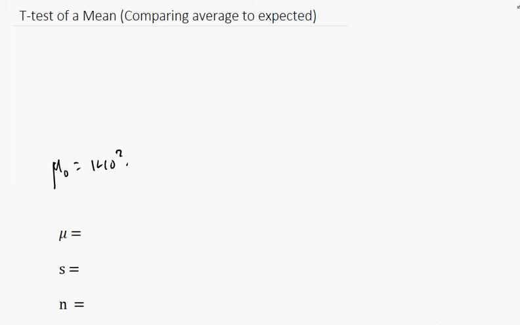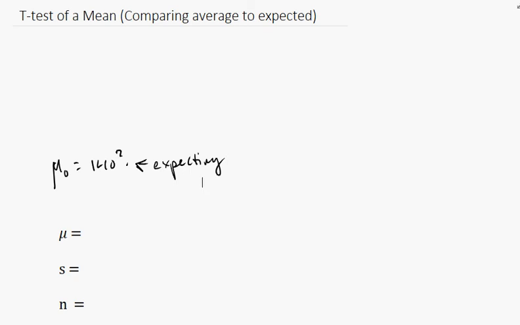Okay, we're going to be doing a t-test of a mean. And so I think of this as you're trying to compare what you observe with what people are expecting. So in this example, this is what we are expecting. I read somewhere that the average Grandmaster has an APM of 140 actions per minute. So that's what I'm expecting.